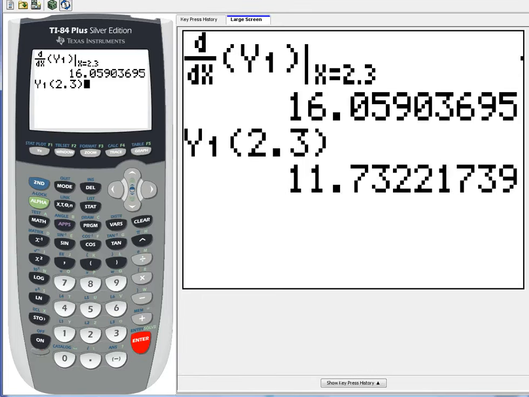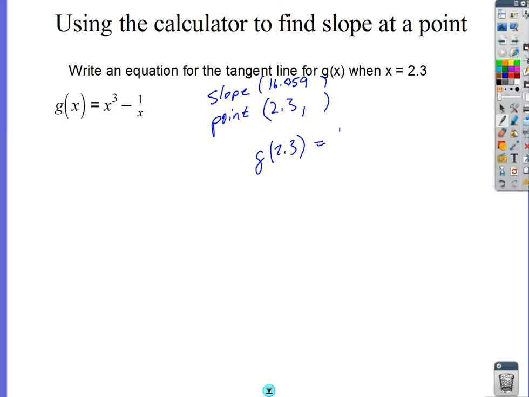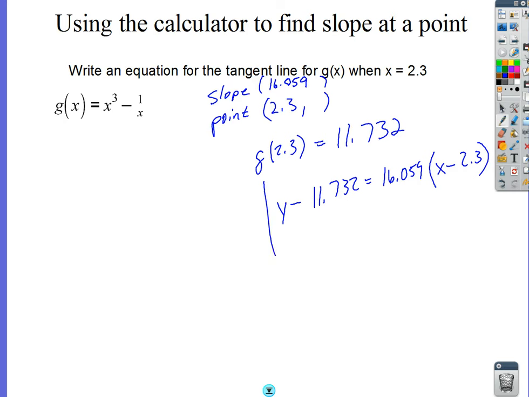I hit enter. And there it is, 11.7322173. Again, 11.7322. So I write that down. All right, then I use this to make my equation. So that would be y minus y1, 11.732, is equal to my slope, 16.059, times x minus 2.3. And there you go. There's your equation. It may look ugly, but that's all we had to do.